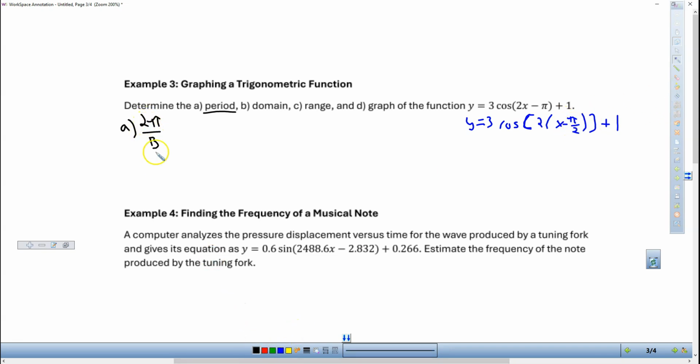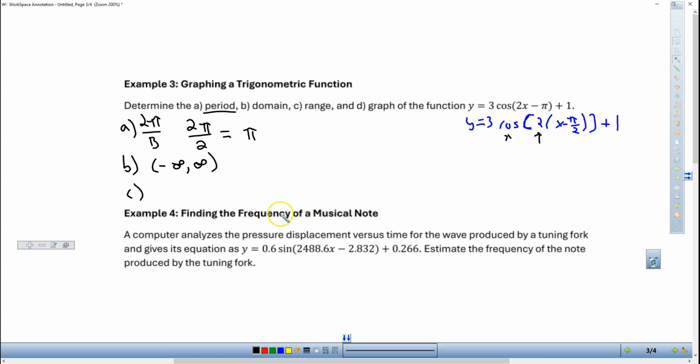So going back to our 2 pi over b, we can look right here and say, oh, what's b? B is right here. It's 2. So I have to do 2 pi over 2, which means that my period is simply going to be pi. All right, what about the domain of this function? Well, if we look at our function, what do we have? We have cosine. So the value for cosine means that my domain is going to go from negative infinity to infinity. And the range of this function is going to depend upon our other factors that we have in here.